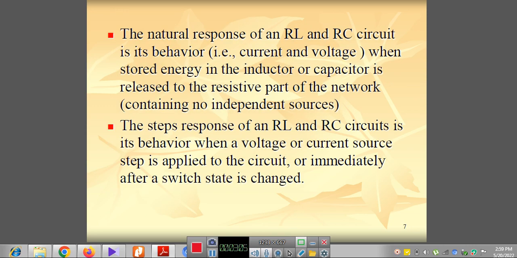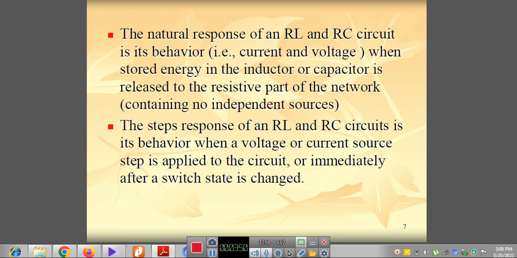The natural response of an RL and RC circuit is its behavior when the energy stored in the inductor or capacitor is released to the resistive part of the network. So in the natural response, mainly the voltage and current behavior of the resistance, inductance or capacitor matters. Mainly it is the stored energy. After that, the current or voltage passes through the resistor, and it can either be stored or sent to another terminal.